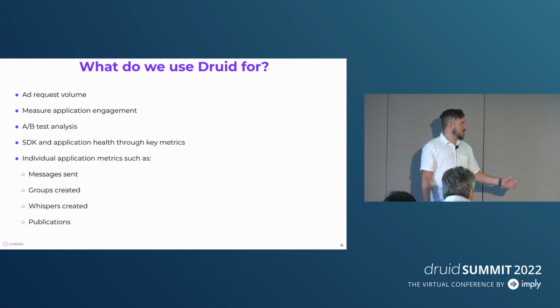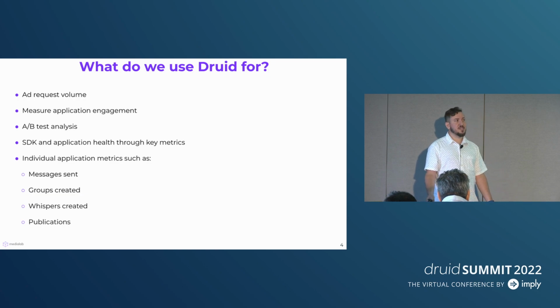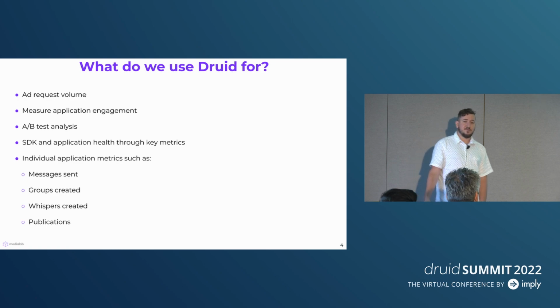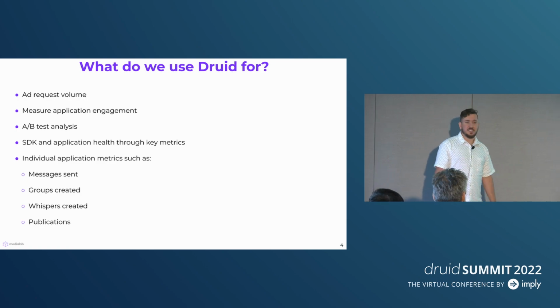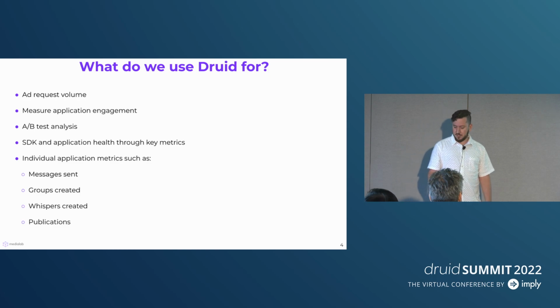Other uses are, we need to make a new change on the application, but want to test if it's going to bring engagement or not, or we're adding new ads. Like we recently added an extra full page ad to one of our applications, and we were checking to see if it actually drove down engagement. Some of the metrics are message sends, groups created, the basic stuff for any chat application.